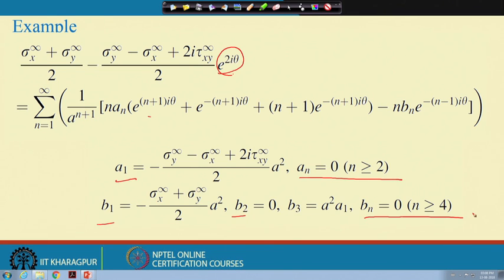So essentially, even if you started with an infinite series, what we have is a finite number of terms for the given problem. If you apply the conditions for the given problem, then you have a finite number of terms.